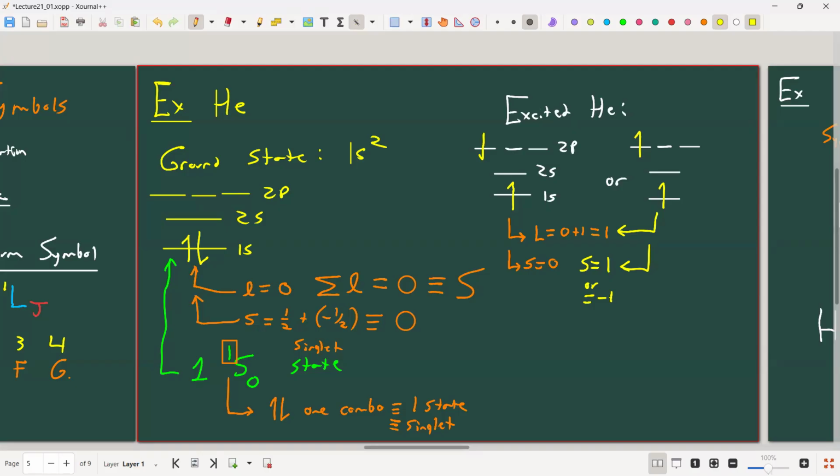So let's work out the one on the left. That one's fairly easy to do. So on the left, right, we have n equals 2. So we write a 2 first. We have this total spin is 0. So we have a singlet. The L is 1. So this is a P state.